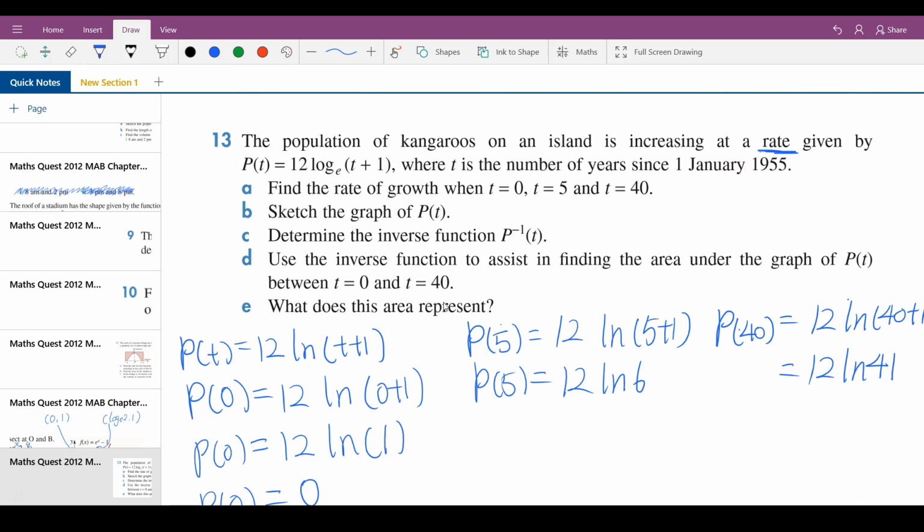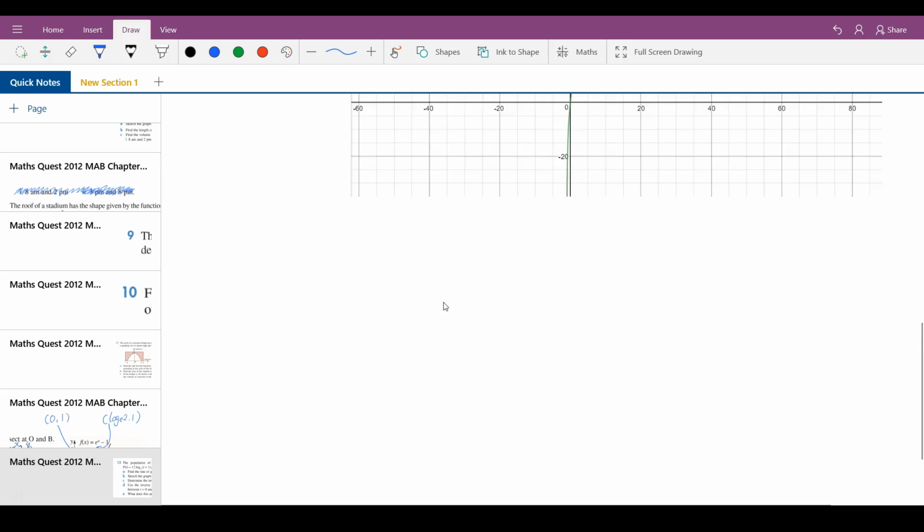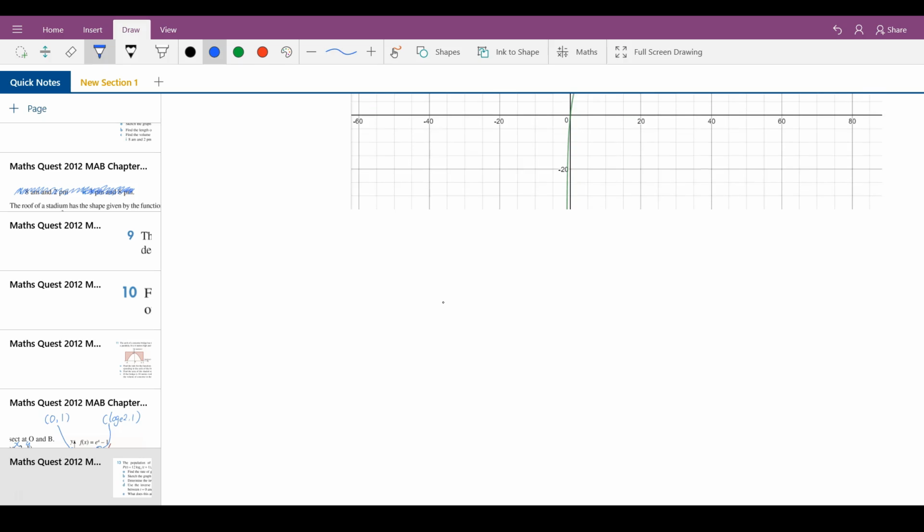Determine the inverse of the function, P negative 1 of t. Alright, so we have to find the inverse. Just let me write the function again here. Now, hopefully you guys still remember how to find the inverse of a function.